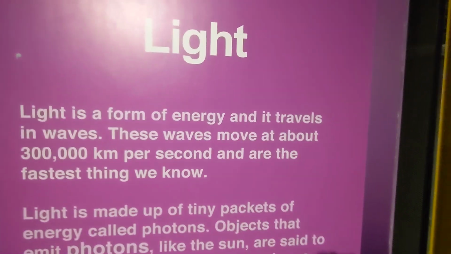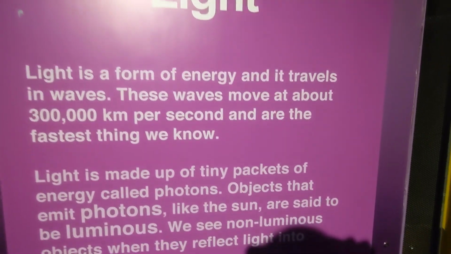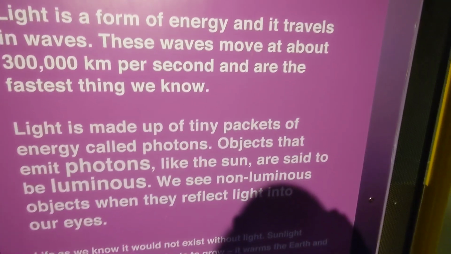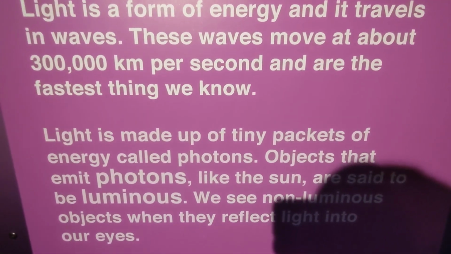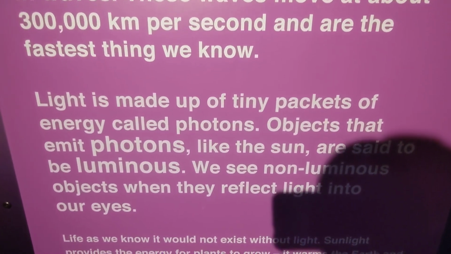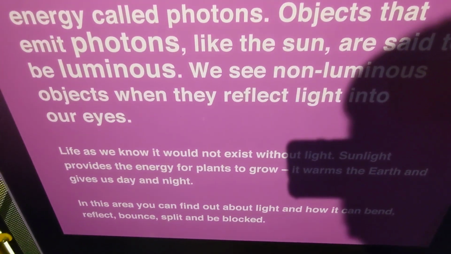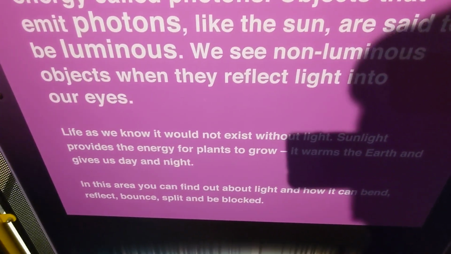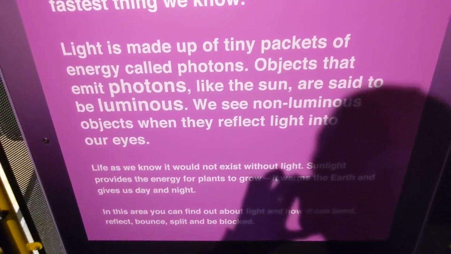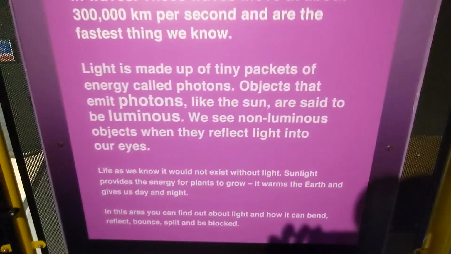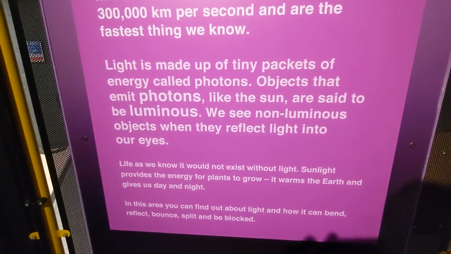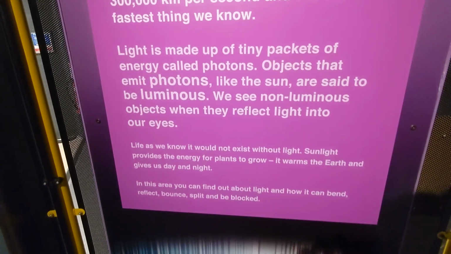So that means light. Light is a form of energy and it travels in waves. These waves move at about 300,000 kilometers per second and are the fastest things we know. Light is made up of tiny packets of energy called photons. Objects that emit photons, like the sun, are said to be luminous. We see non-luminous objects when they reflect light into our eyes.